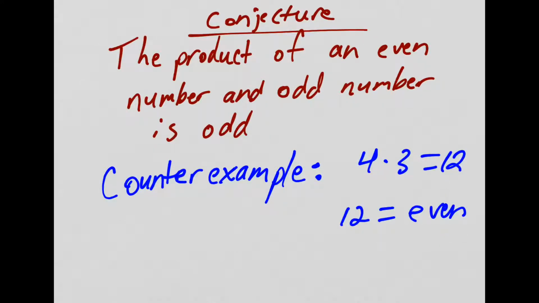The next idea was when we had a conjecture, such as the product of an even number and odd number is odd, we can figure out if this is true or false, and one way to do that is to look for a counterexample. A counterexample is a single instance where, if we follow the rules of the conjecture, our answer is not true. Here, if we take an even and an odd number and find their product, it's even, not odd.